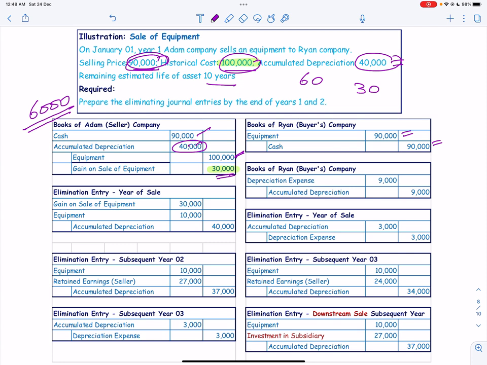In the books of Ryan, depreciation will be recorded for 9,000, that is 90,000 divided by the number of years, that is 10, as the cost of equipment for Ryan is 90,000. But from the consolidation perspective, 3,000 of the depreciation expense should be eliminated because the actual depreciation expense for the affiliated group is 6,000, while we are recording depreciation for 9,000. So this 3,000 must be eliminated. So the consolidated entry in the year of transfer will be, we have to eliminate the intercompany gain of 30,000.